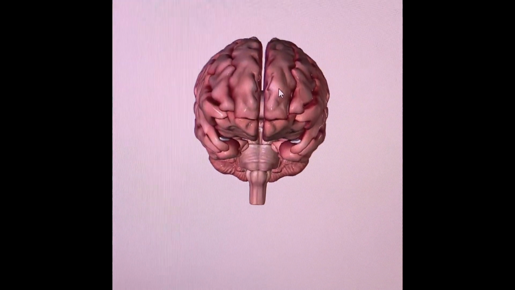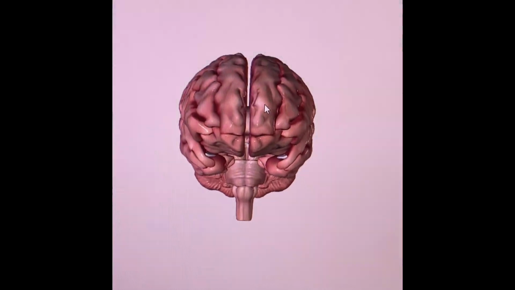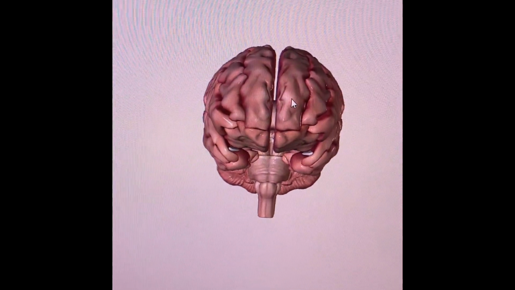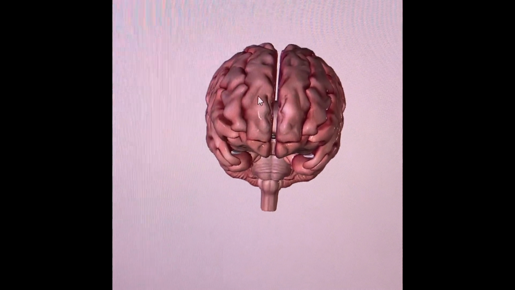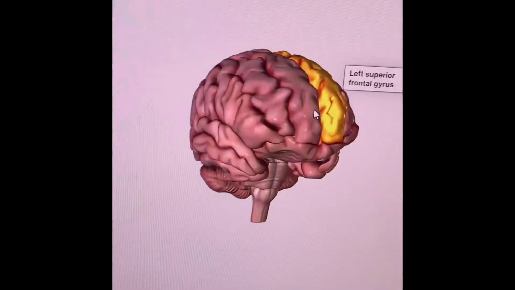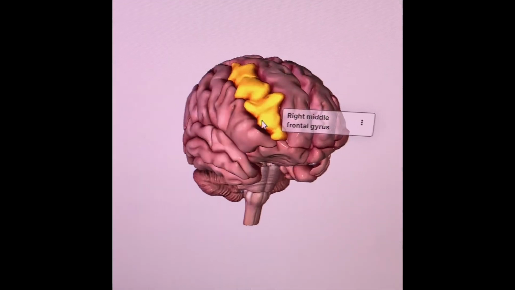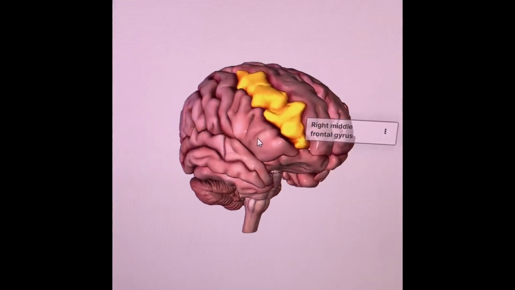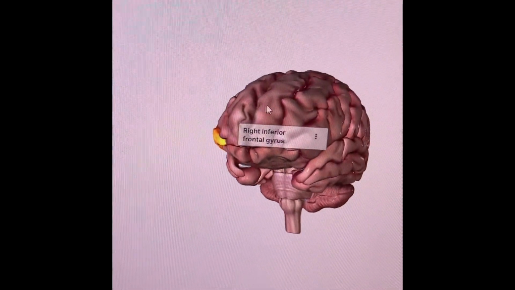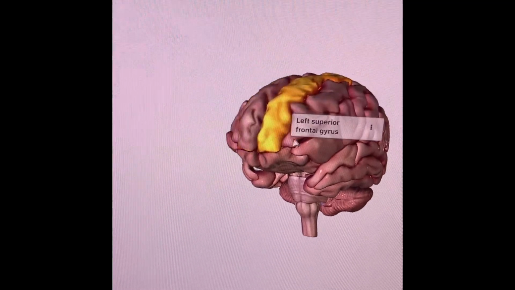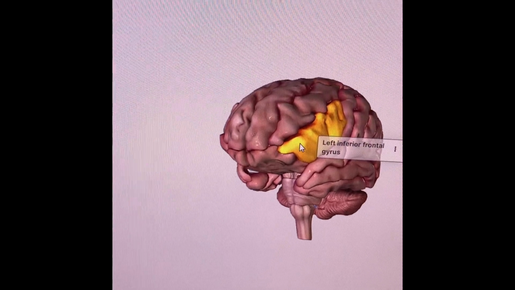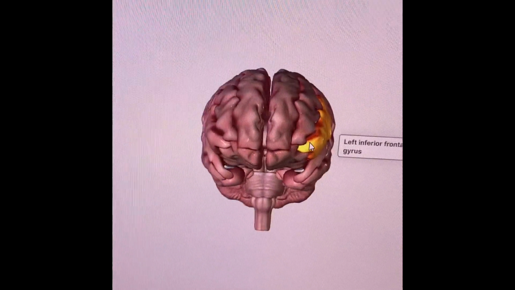We'll start off with the frontal lobe. So we have a superior, a middle, and an inferior frontal lobe. We have a right side and a left side superior frontal gyrus. Then we have the middle frontal gyrus, and we have the inferior frontal gyrus. We have that on both sides, the right side and the left side. So we have the left superior, the left middle, and the left inferior frontal gyrus.